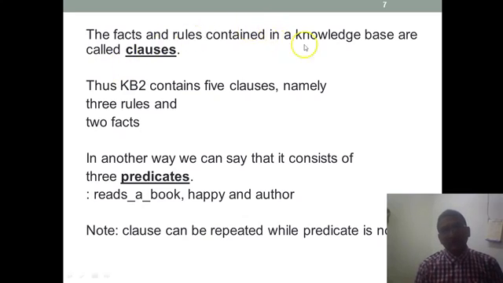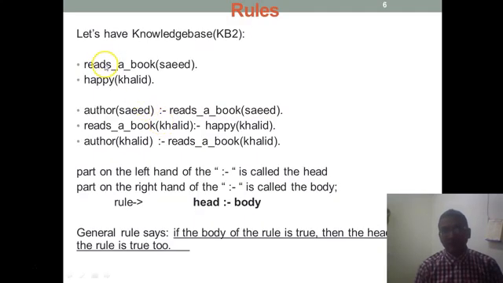The facts and rules contained in the knowledge base are called clauses. So the collection of the entire information which we are creating inside a knowledge base is basically clauses. So in the knowledge base, we have the facts and the rules, and all the facts and rules are collectively called clauses. If we look at this knowledge base, it contains 5 clauses, out of which 2 are facts and 3 are rules.